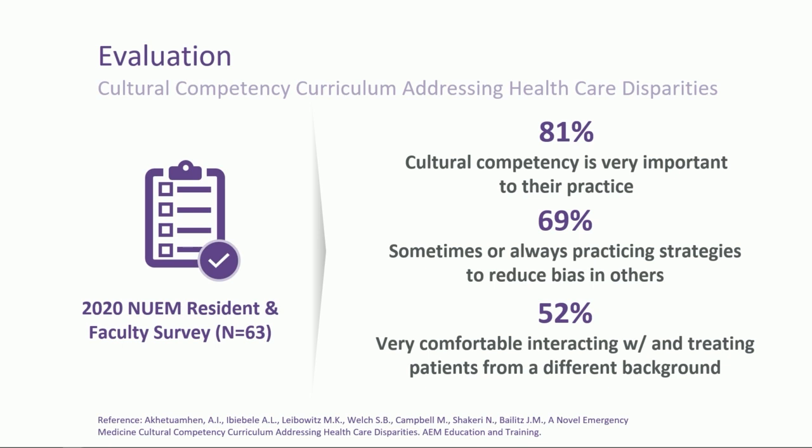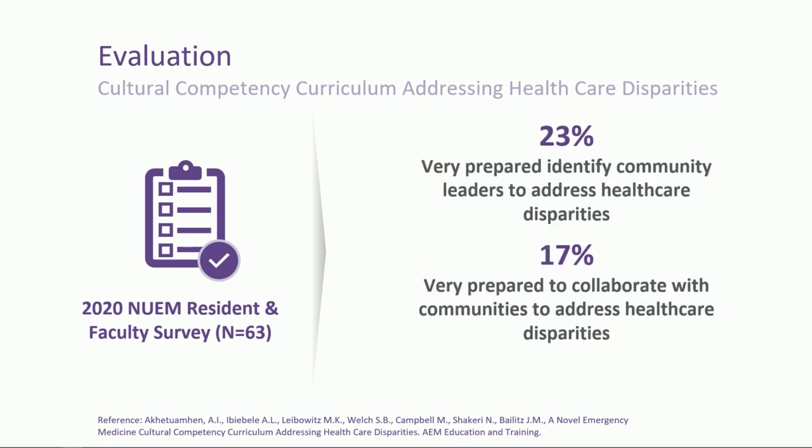Some things that we need to keep working on: a little less than a quarter said that they felt very prepared to identify community leaders to address healthcare disparities, and less than 50% said that they were very prepared to collaborate with communities to address healthcare disparities. Reflecting on this, because our curriculum was based on didactics and case-based discussions, these two specific goals and objectives are ones where you have to have the in-field experience to work on them. But even looking at our pre-test, the 17% was an increase from 5%, and the 23% was an increase from 11%. So there was improvement, but it's definitely something to keep working on.